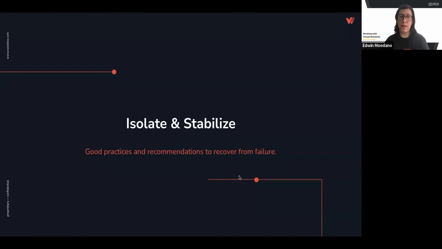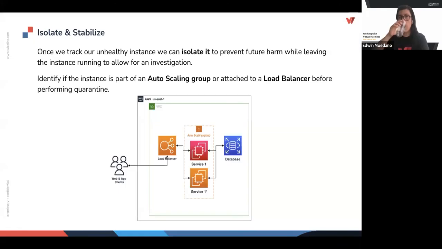So let's talk about isolation and stabilizing our system. Once we identify what is the load or the high load that we're experiencing from CPU, memory, or IO, we need to track our unhealthy instance, because we took a quick peek at what is going on in the servers, what is going on in our instances, and now we can isolate it to prevent future harm, right? While the instance is running, and maybe we can allow that for future investigation.